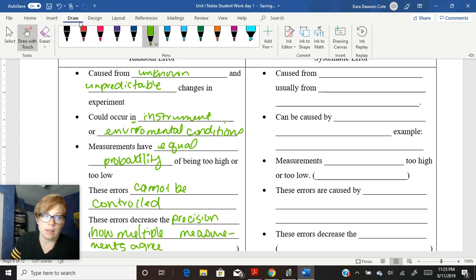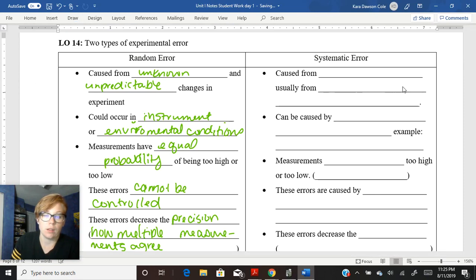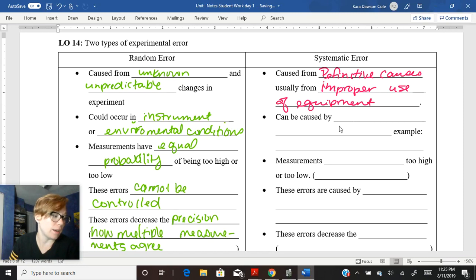Then we have a more common type of error, which is your systematic error. These are caused from definitive causes, like gas escaping and having a leak in the cylinder for a gas or that type of thing. This is usually from improper use of equipment, and it can be caused by reading the instrument wrong.